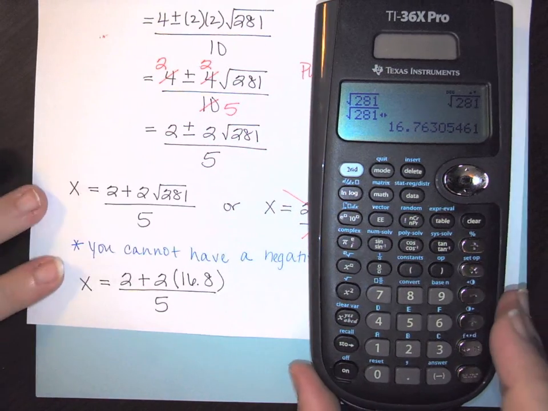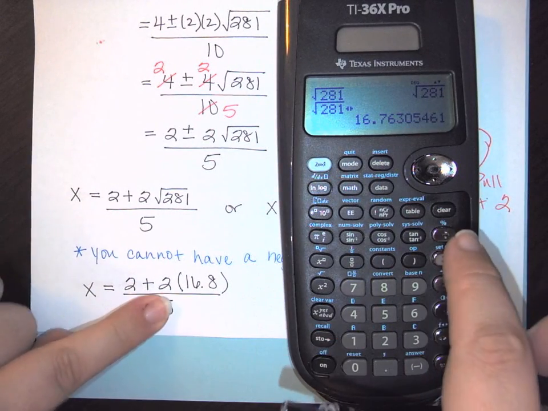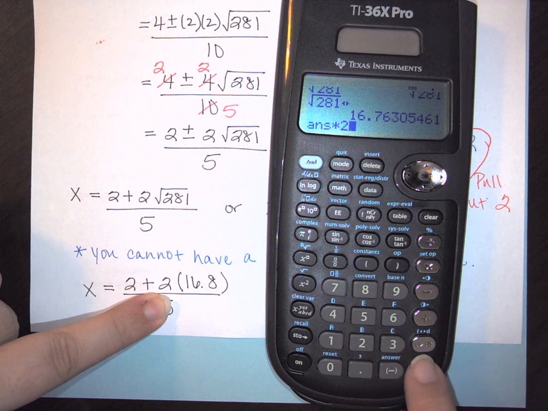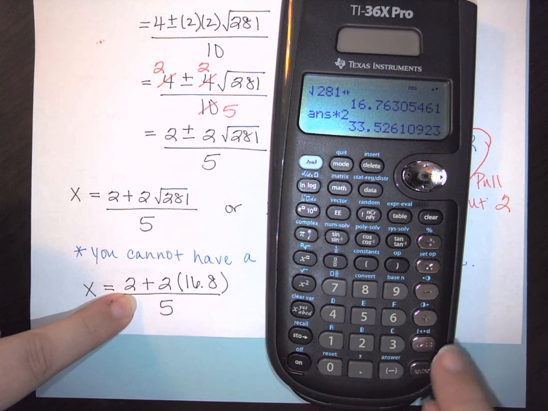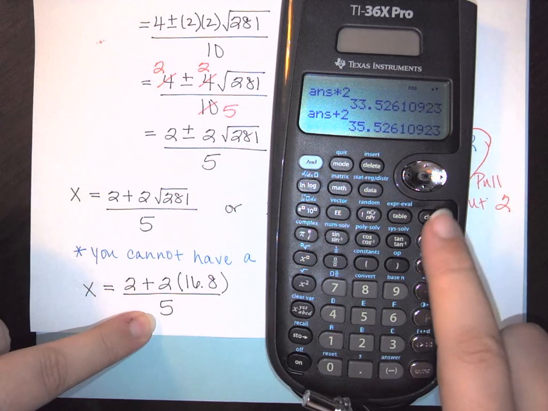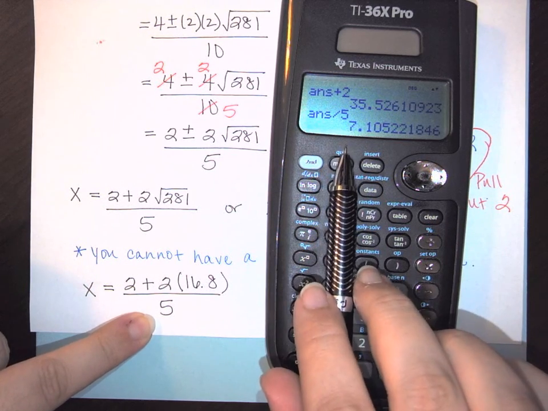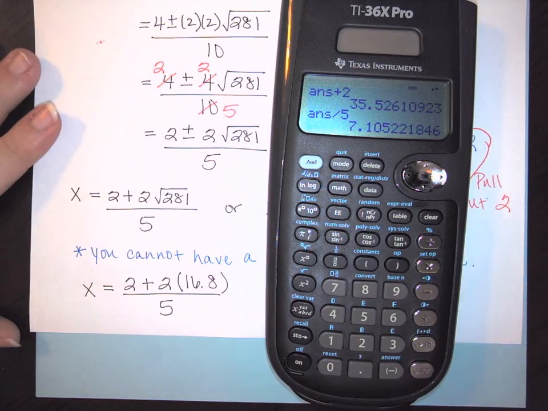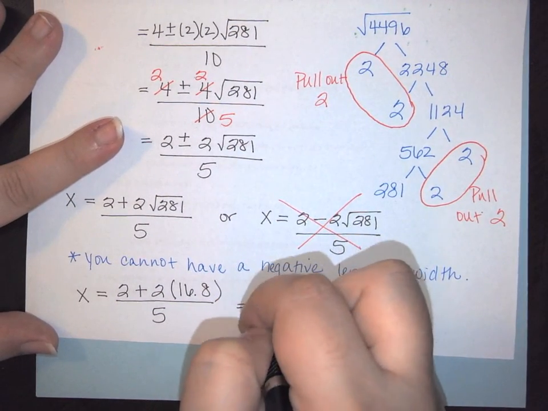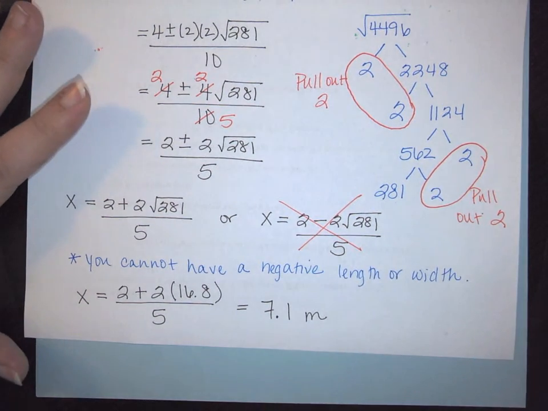Now in your calculator, I would hold on to this value here and do your math. So I would multiply this by 2 and hit enter. Then I would add 2 and hit enter. The last thing I would do is divide it by 5 and hit enter. So we actually have 7.1 as a result. So here, this is actually going to be 7.1, and this is meters.